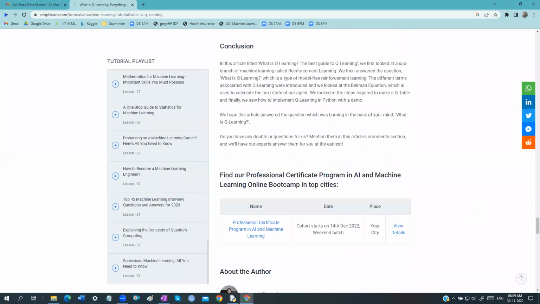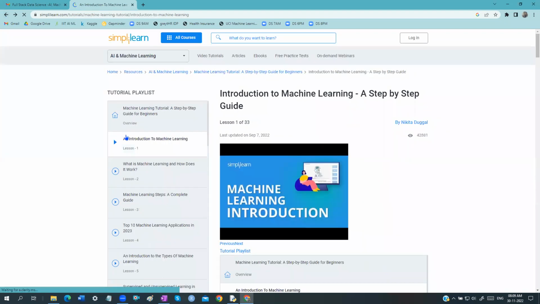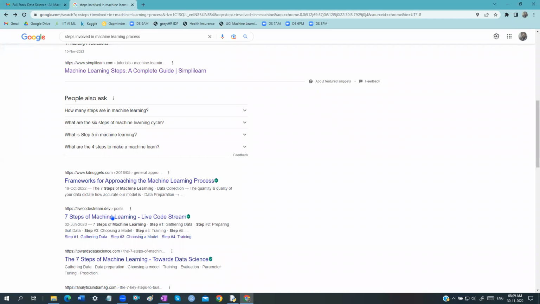Whenever we try to study something, when you see from online, these are going to be the common steps, like 6 steps or 5 steps, it does not matter. Somebody says 4 steps, somebody says 7 steps, somebody says 8 steps, it does not matter. But the common steps are going to be the same, guys.